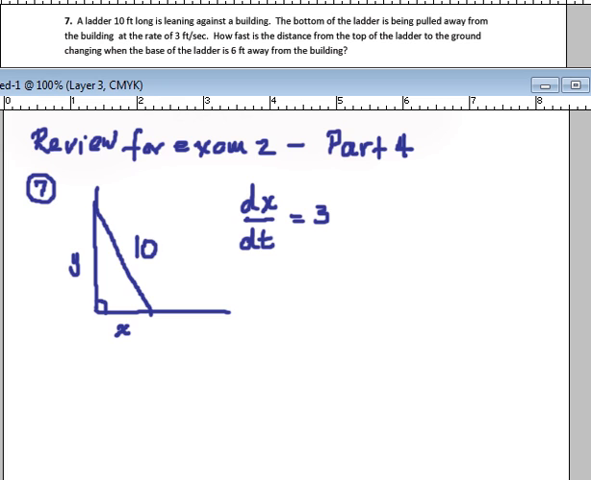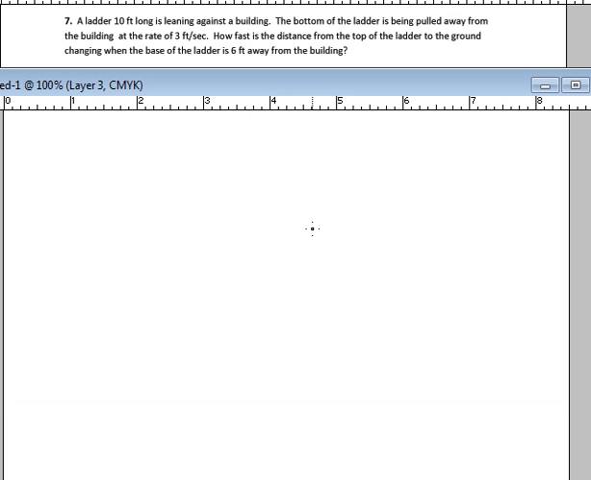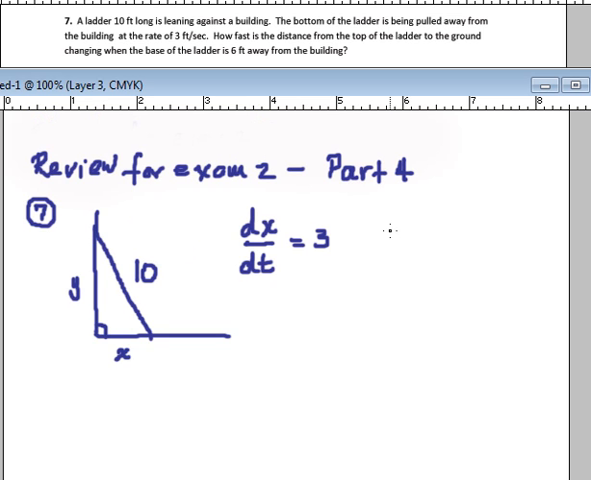How fast is the distance from the top of the ladder to the ground, okay, that's y, this distance, changing when the base of the ladder is 6 feet away from the building? All right, so we're asking what is dy/dt when the base of the ladder is 6 feet away from the building, that is when x is equal to 6.